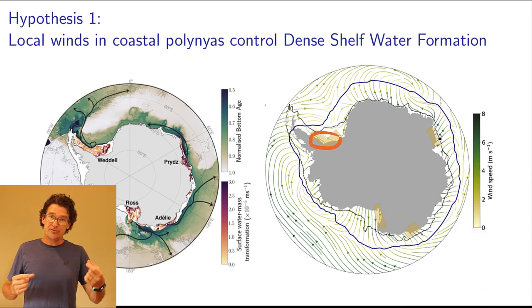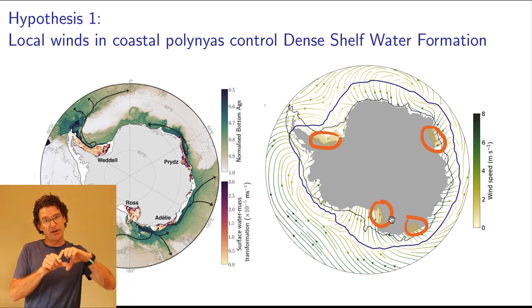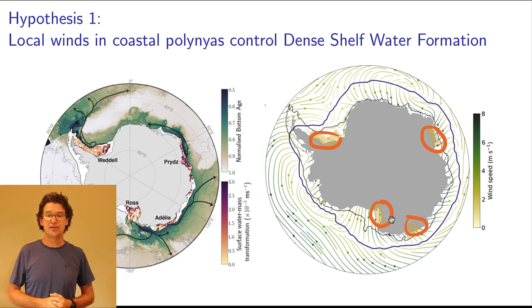I've outlined these regions on the map here in yellow boxes, and what we're going to do is run an additional simulation where we're going to increase the winds everywhere except in these particular yellow boxes.